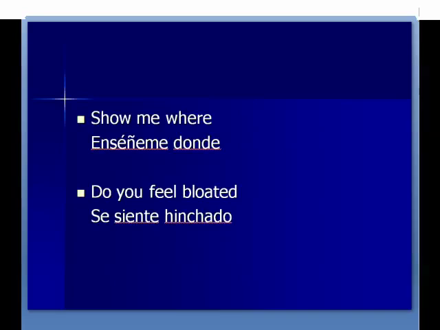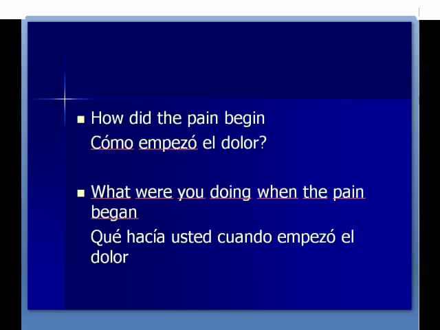Do you feel bloated? ¿Se siente hinchado? What were you doing when the pain began? ¿Qué hacía usted cuando empezó el dolor?